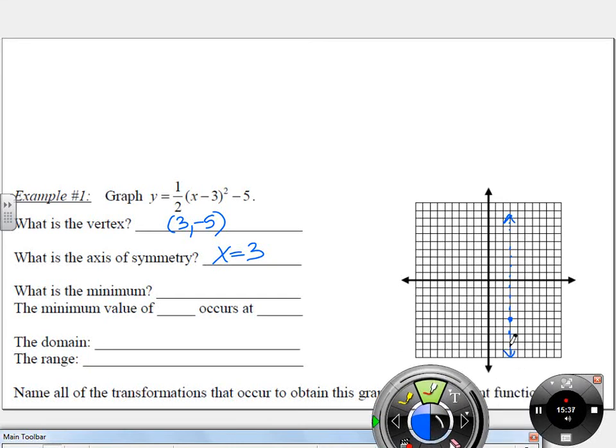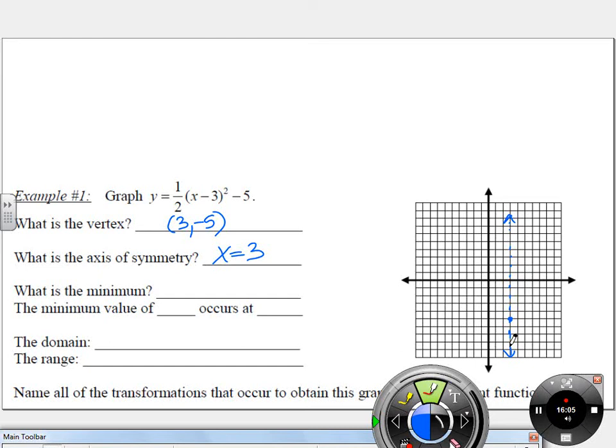Okay, what is the minimum? So this is kind of a weird question. I want you to understand the language thoroughly. So what is the minimum of our graph? I want you to say the vertex. Okay, so the vertex can be either the minimum or the maximum of any given parabola. Do you guys understand that?